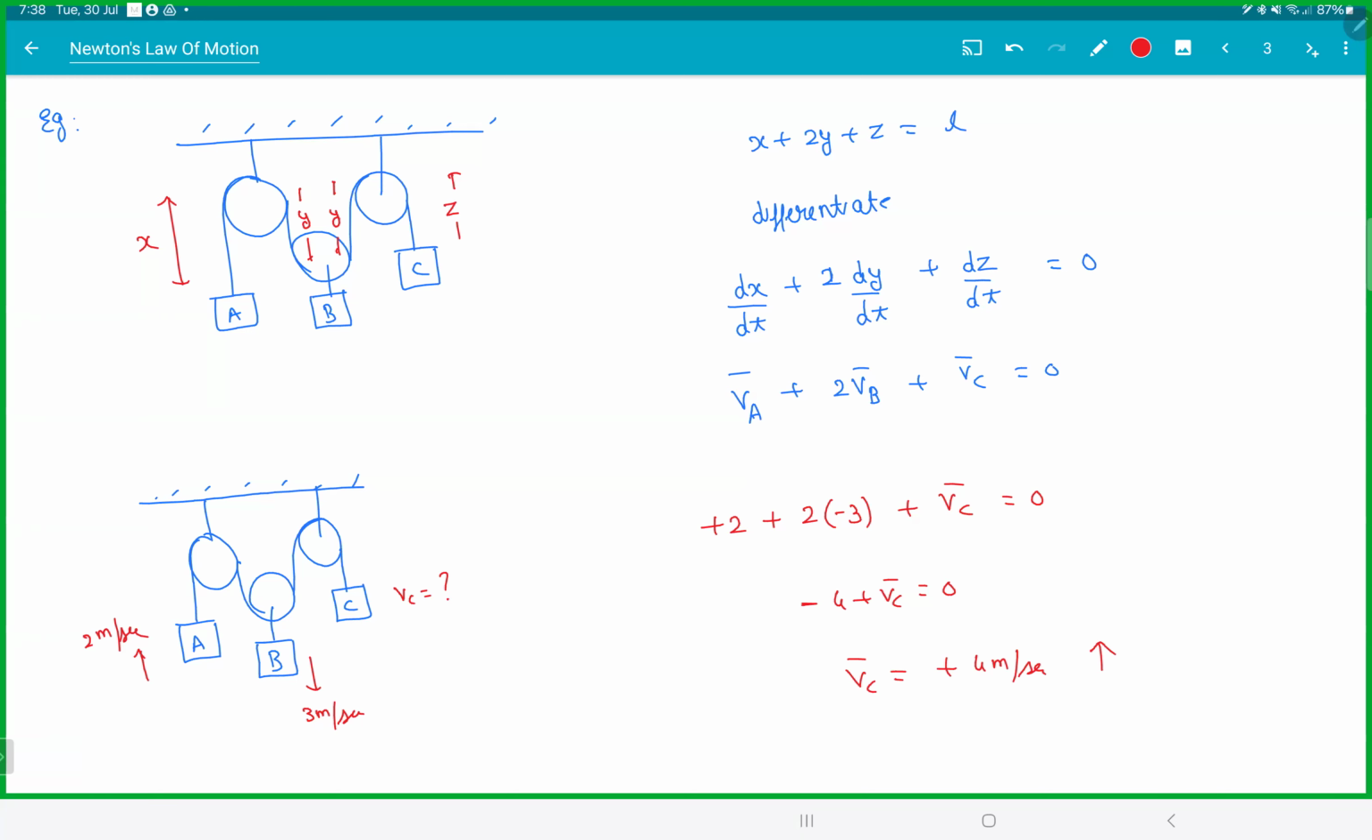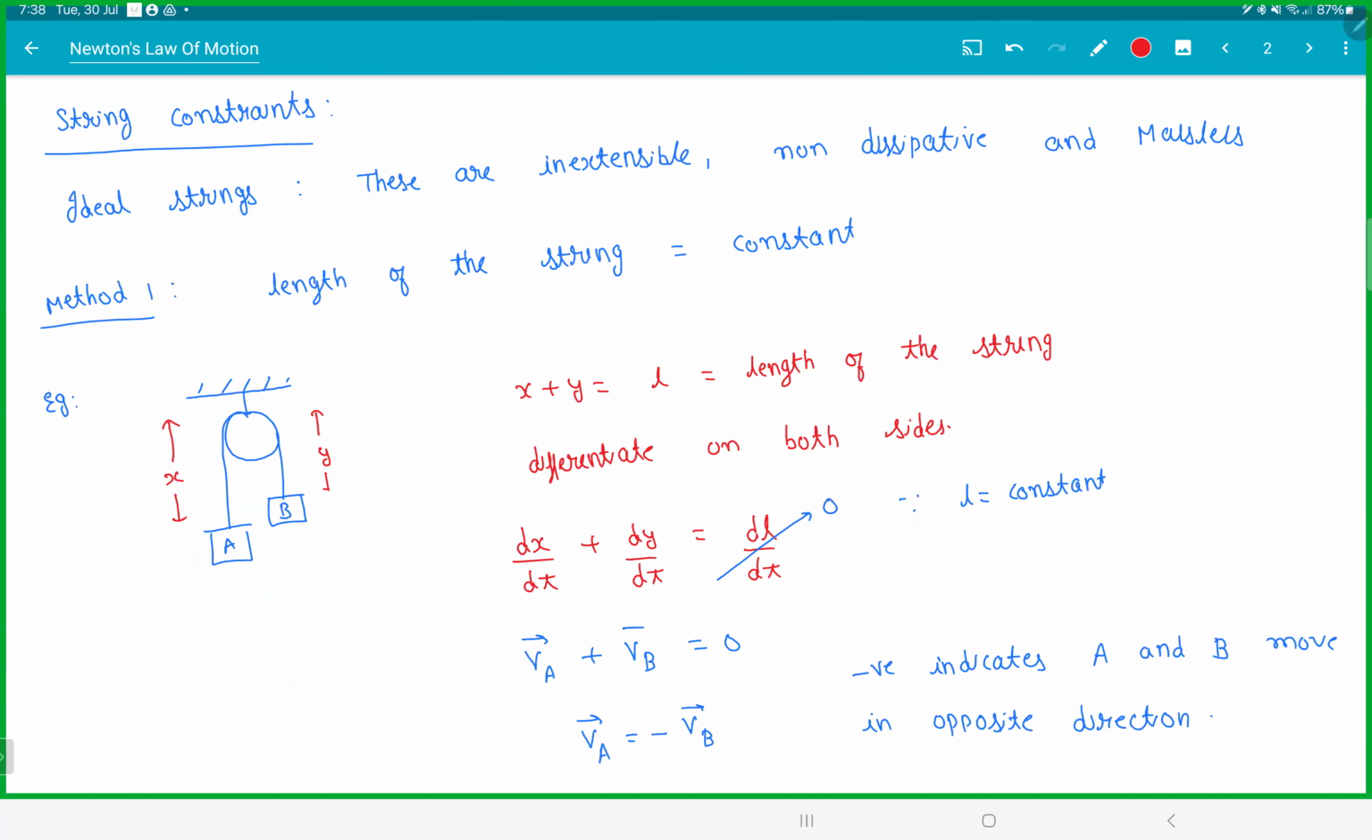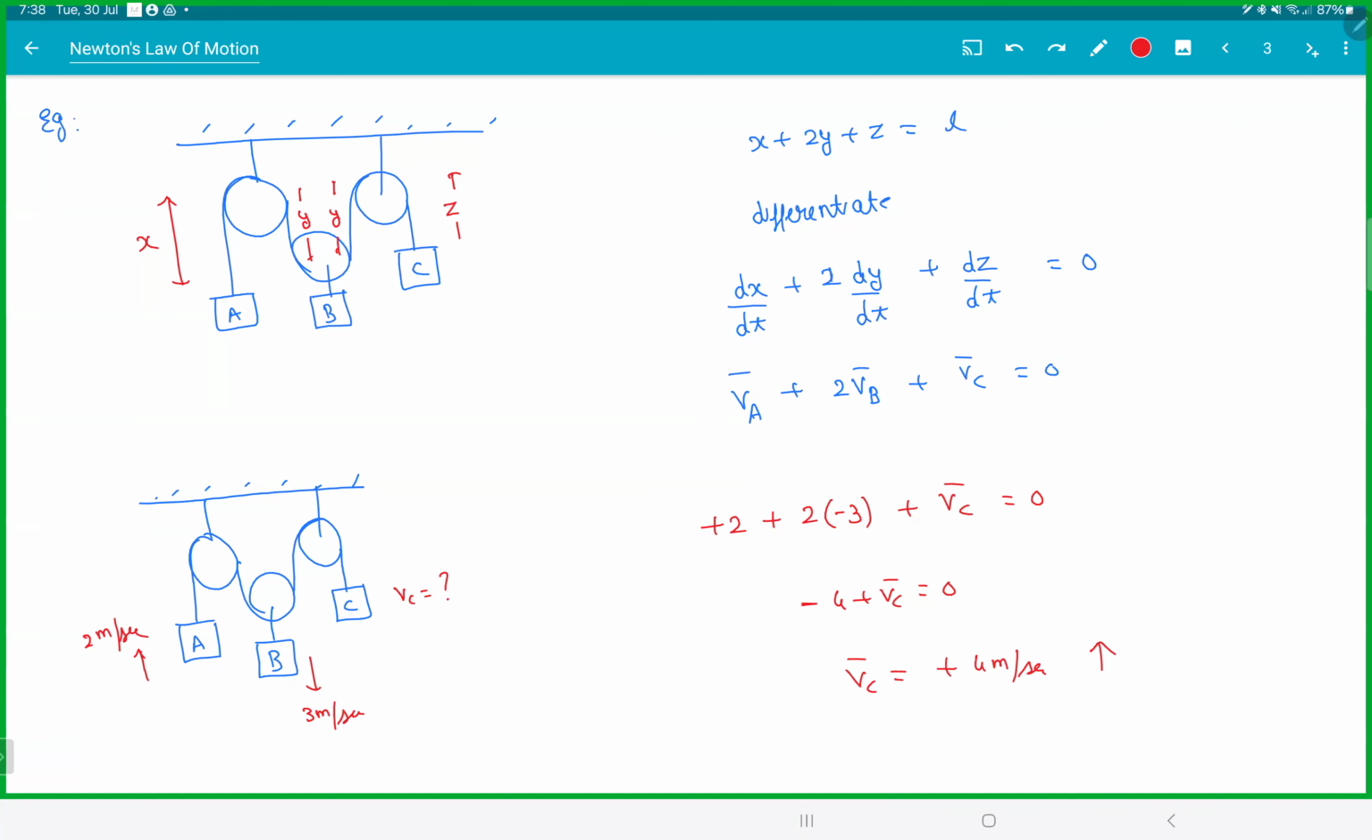Is this making sense? This is the constraint relation between A, B, C, meaning the velocities of A, B, C should always follow this condition. So if you give me two velocities, I can find the third one. Now, this problem is not as obvious as this problem, isn't it? This thing was obvious, first example. Second one is not so obvious.